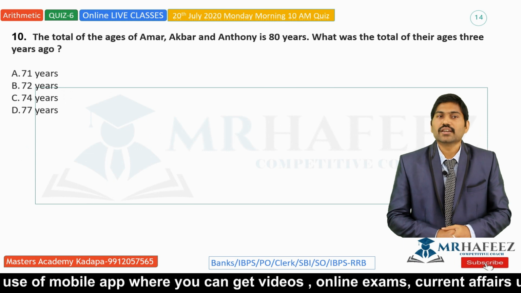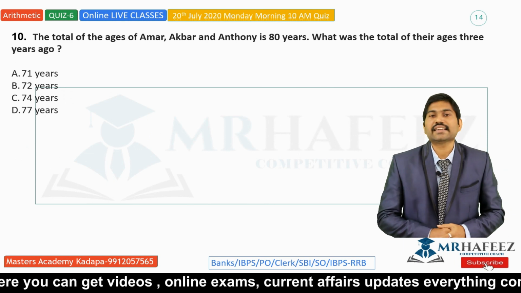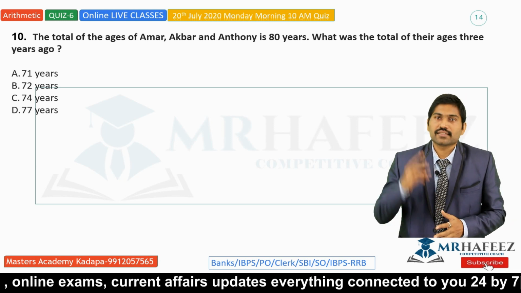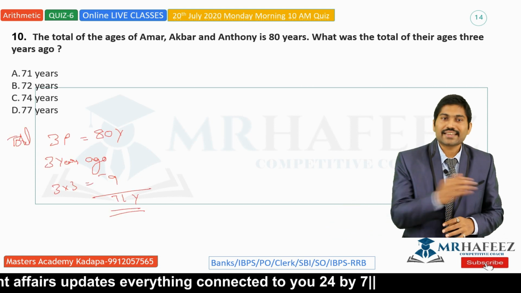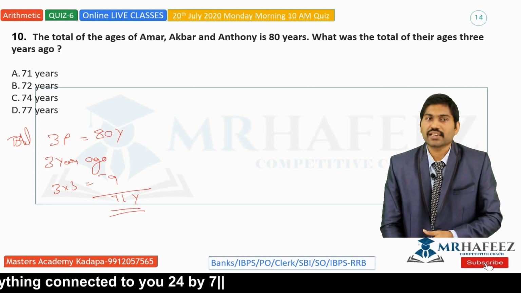Next, 10th question. The total of the ages of Amar, Akbar and Anthony is 80 years. What was the total of their ages 3 years ago? 3 years ago, again 3 times 3 is 9. 80 minus 9 is 71 years.